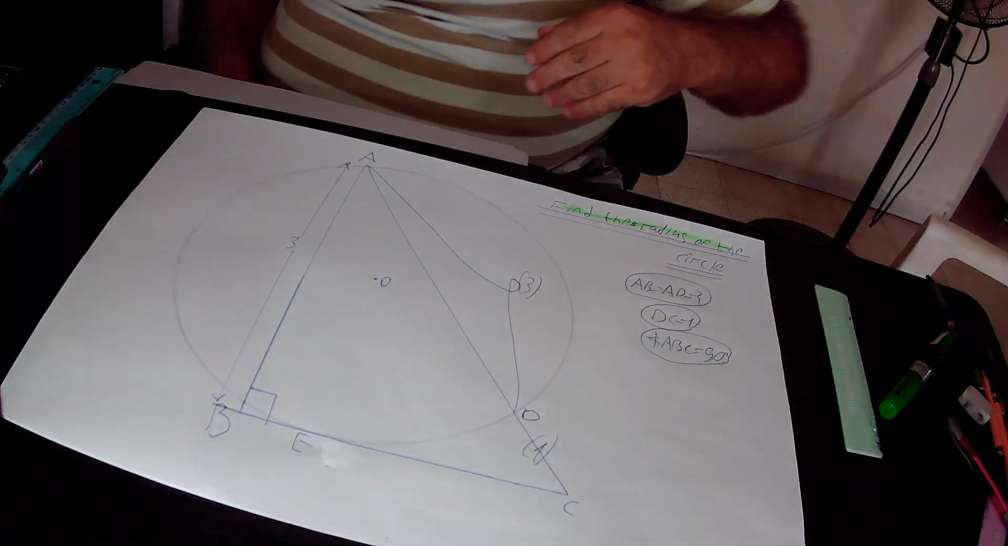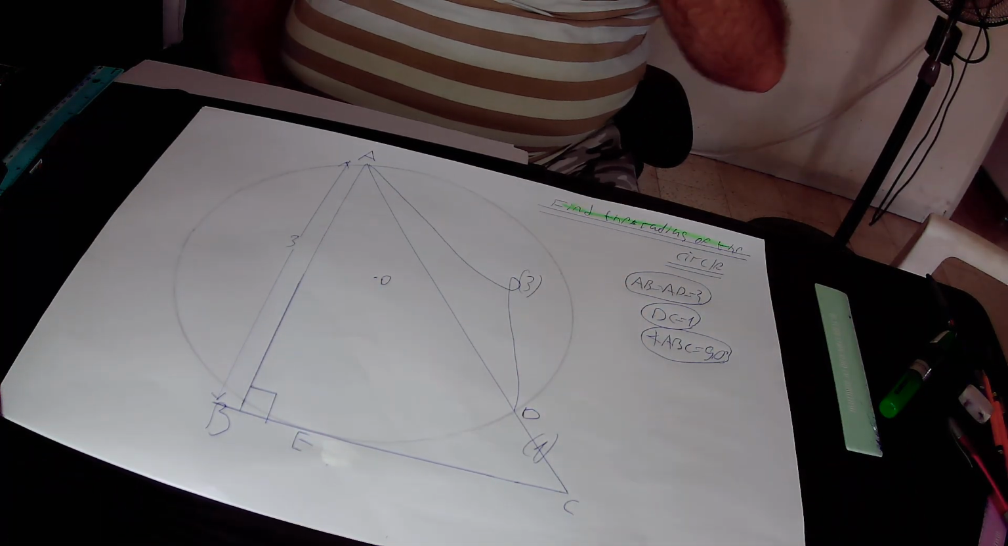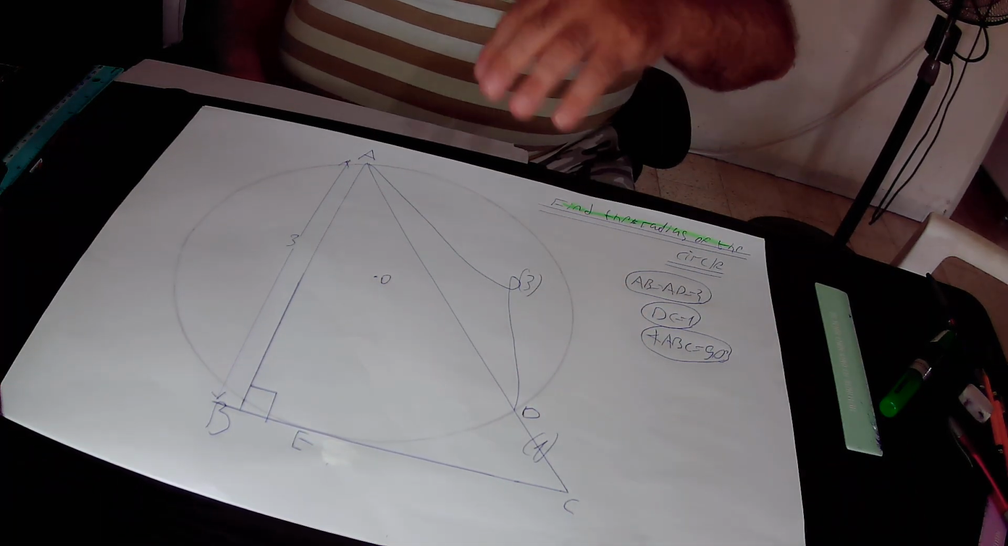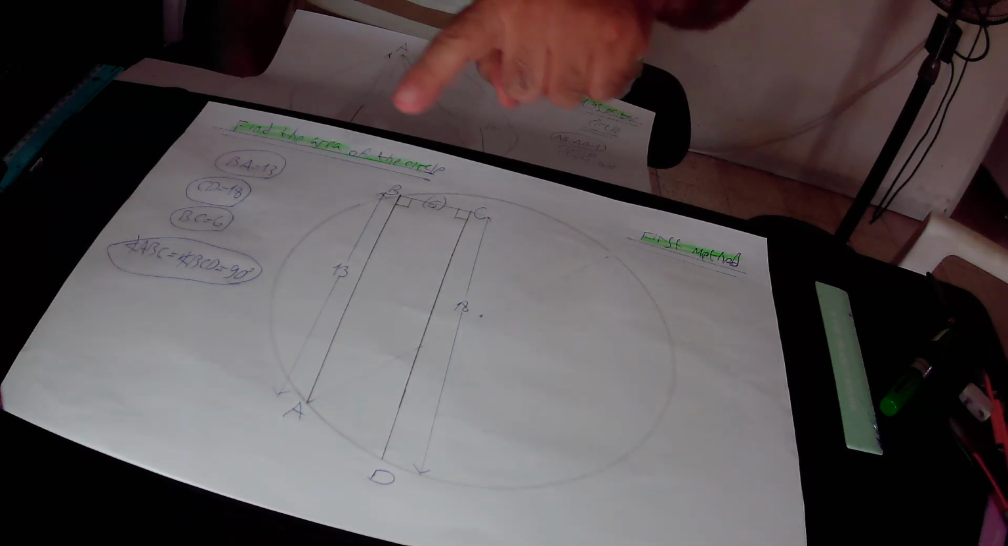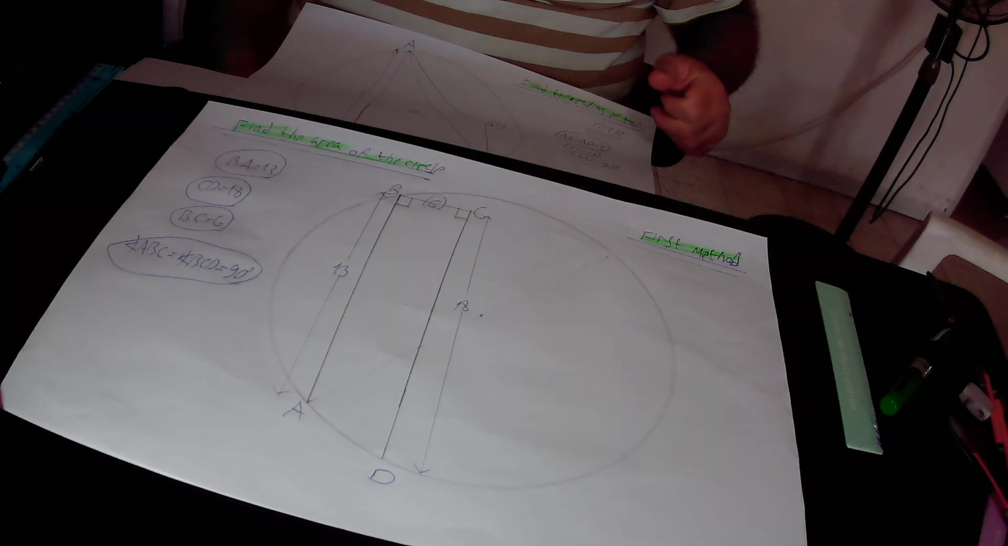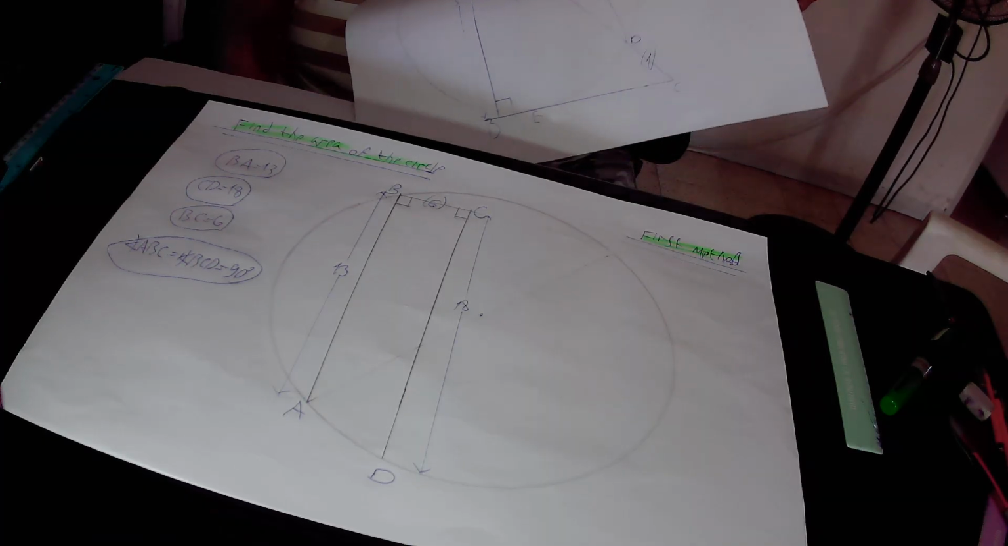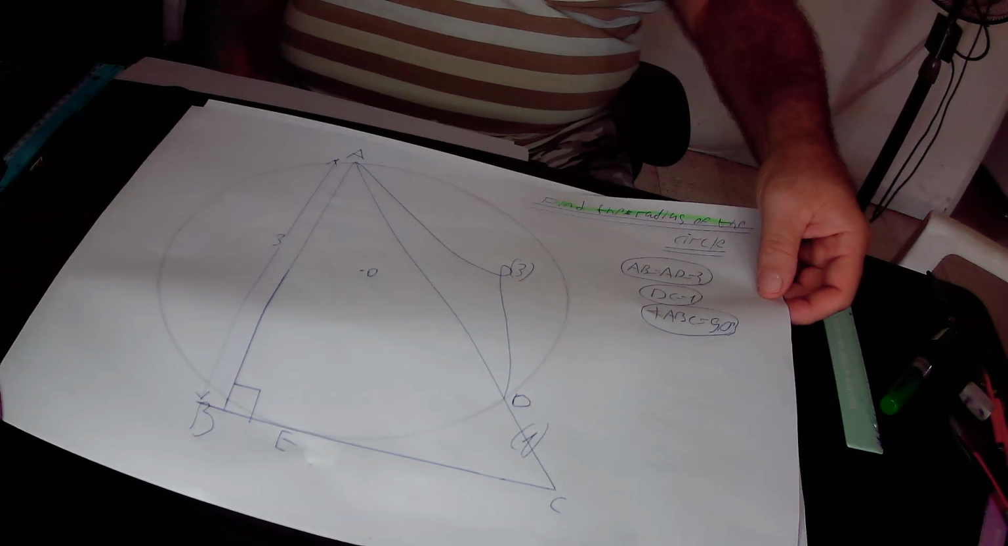And now in this lecture I'll answer two questions. In the first question we find out the radius of this circle, and in the second question we find out the area of this circle using two different methods. So we start with the first question.